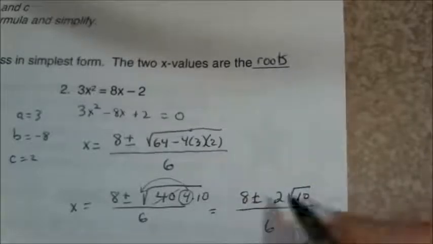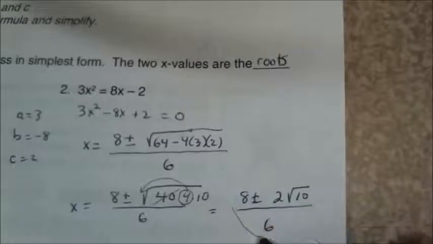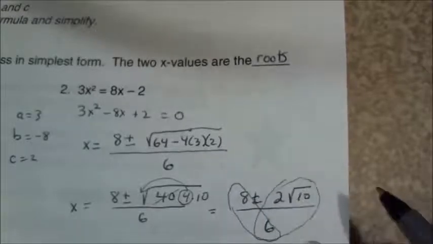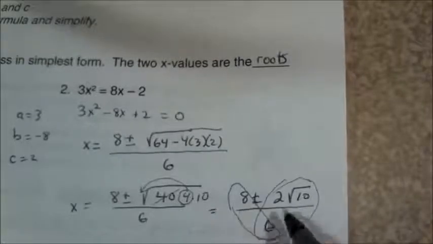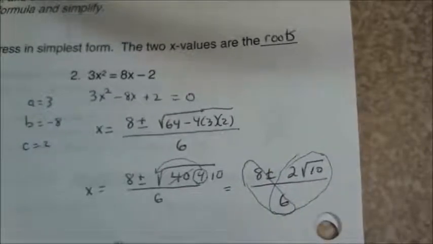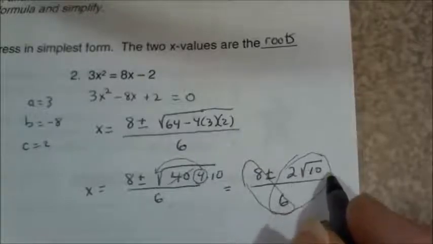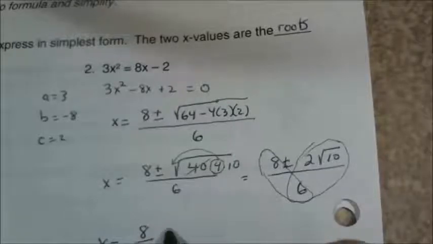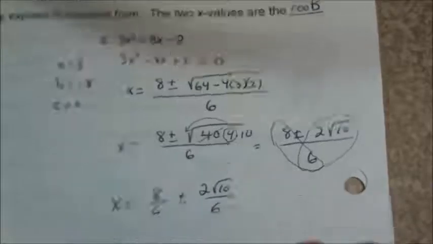And then when you simplify this down, there are a couple of ways to simplify it, but my suggested way is that you circle both of these so you're not by mistake just canceling out a term, because you can make this into two different fractions. X is equal to 8 over 6 plus or minus 2 square root of 10 over 6. You can do it that way.